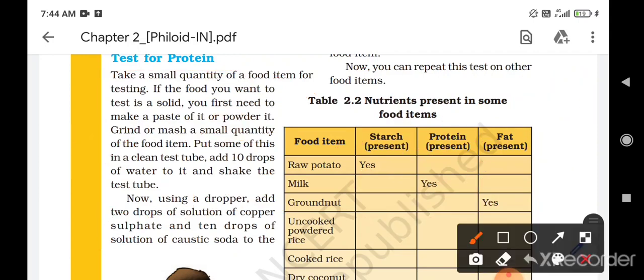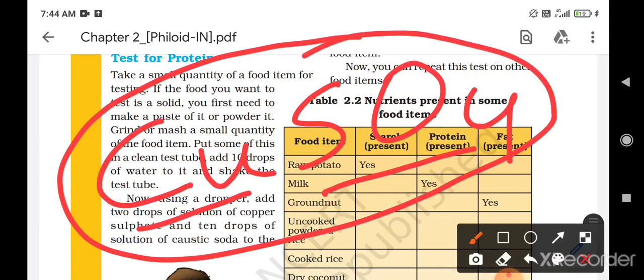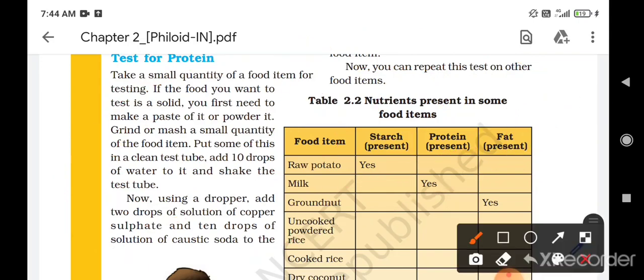The next solution we have is copper sulfate solution, that is CuSO4, where Cu stands for copper and SO4 stands for sulfate. This is copper sulfate solution. We will be needing these two solutions in different test tubes. Okay, a test tube looks somewhat like this. Okay, this is a test tube.